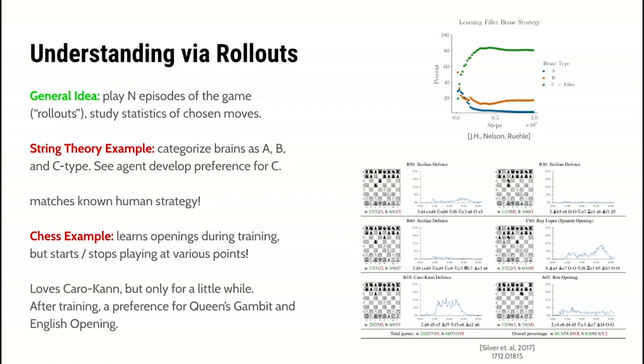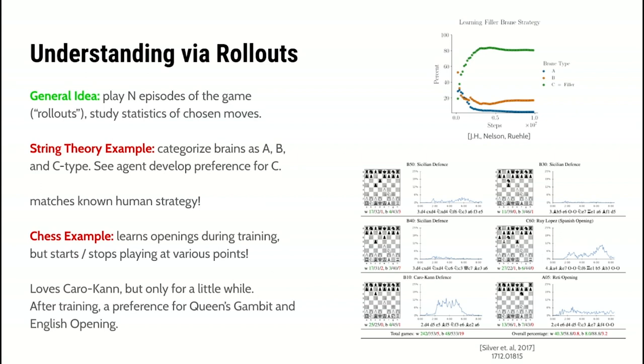In a more relevant context to a broader audience, in the context of chess, you could just ask: take AlphaZero, play a million games. What are the statistics as a function of how long it was trained for, how much it plays each different chess opening? So in particular, here's some of the data from this Silver et al.